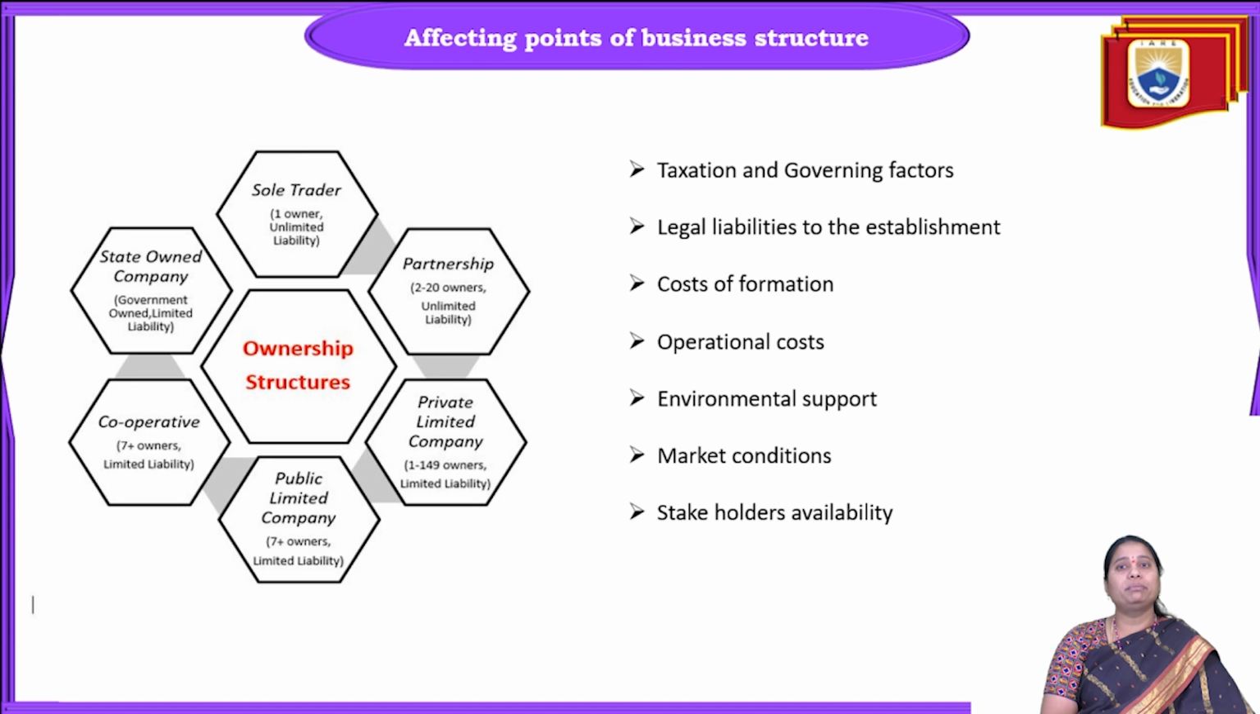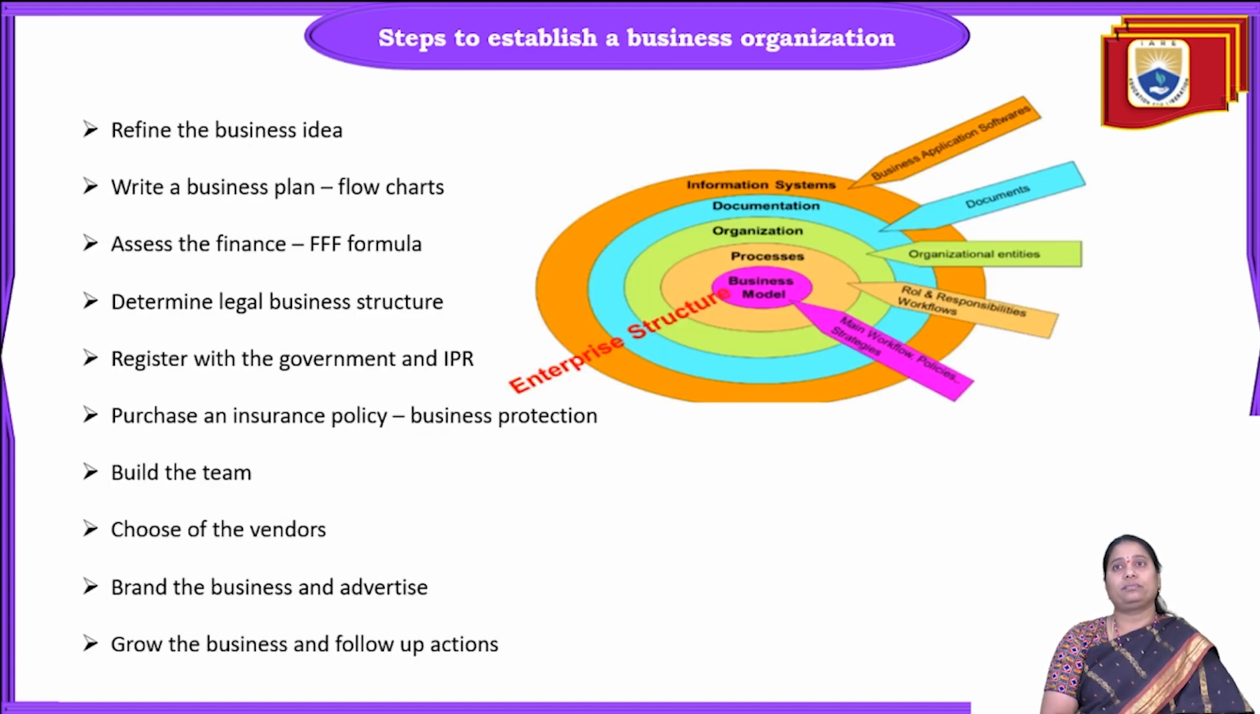Public limited company means 7 plus owners will be there, limited liability. And the cooperative means 7 plus owners will be there, with limited liability. State-owned companies means the government will initiate such kinds of companies. So here are some of the steps to follow to establish a business organization.